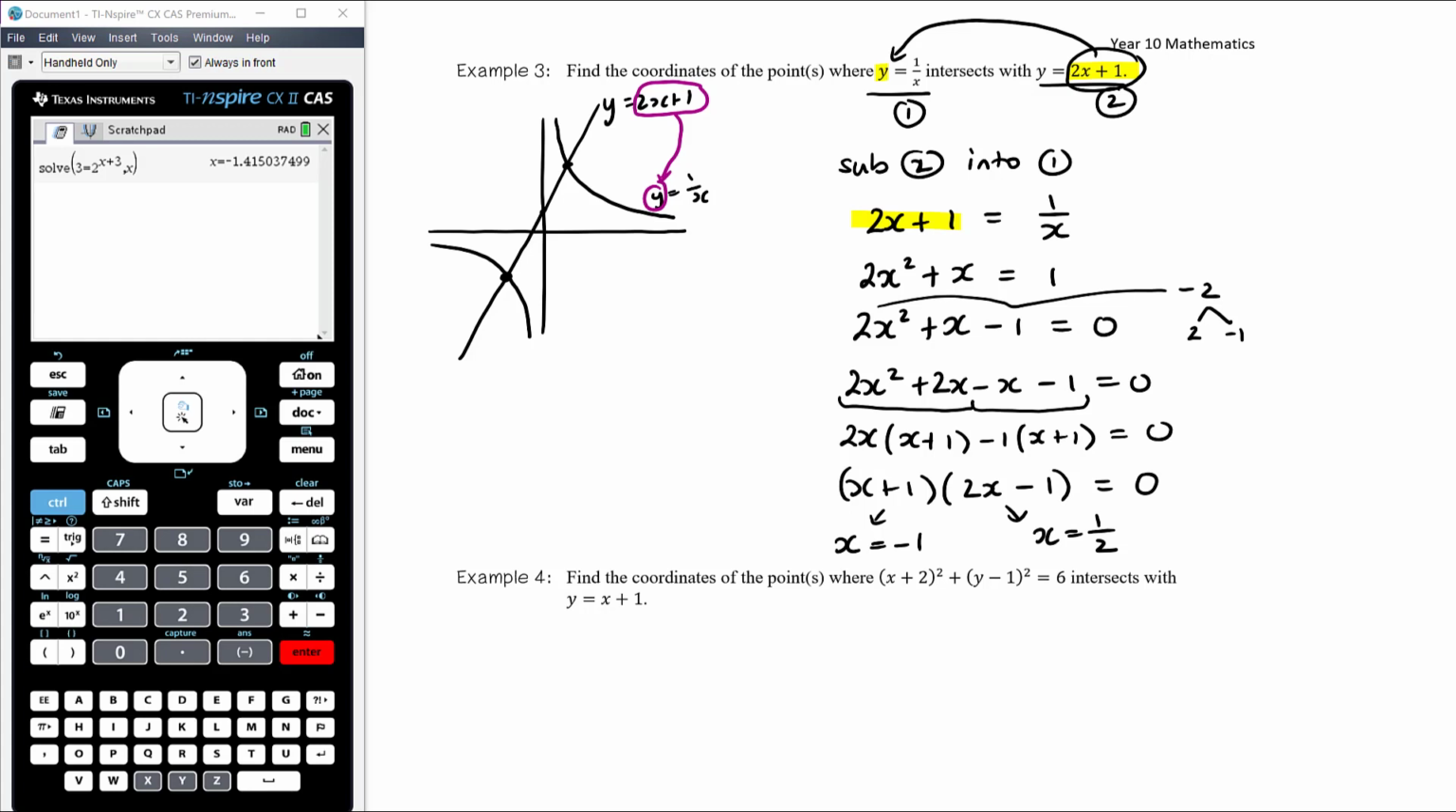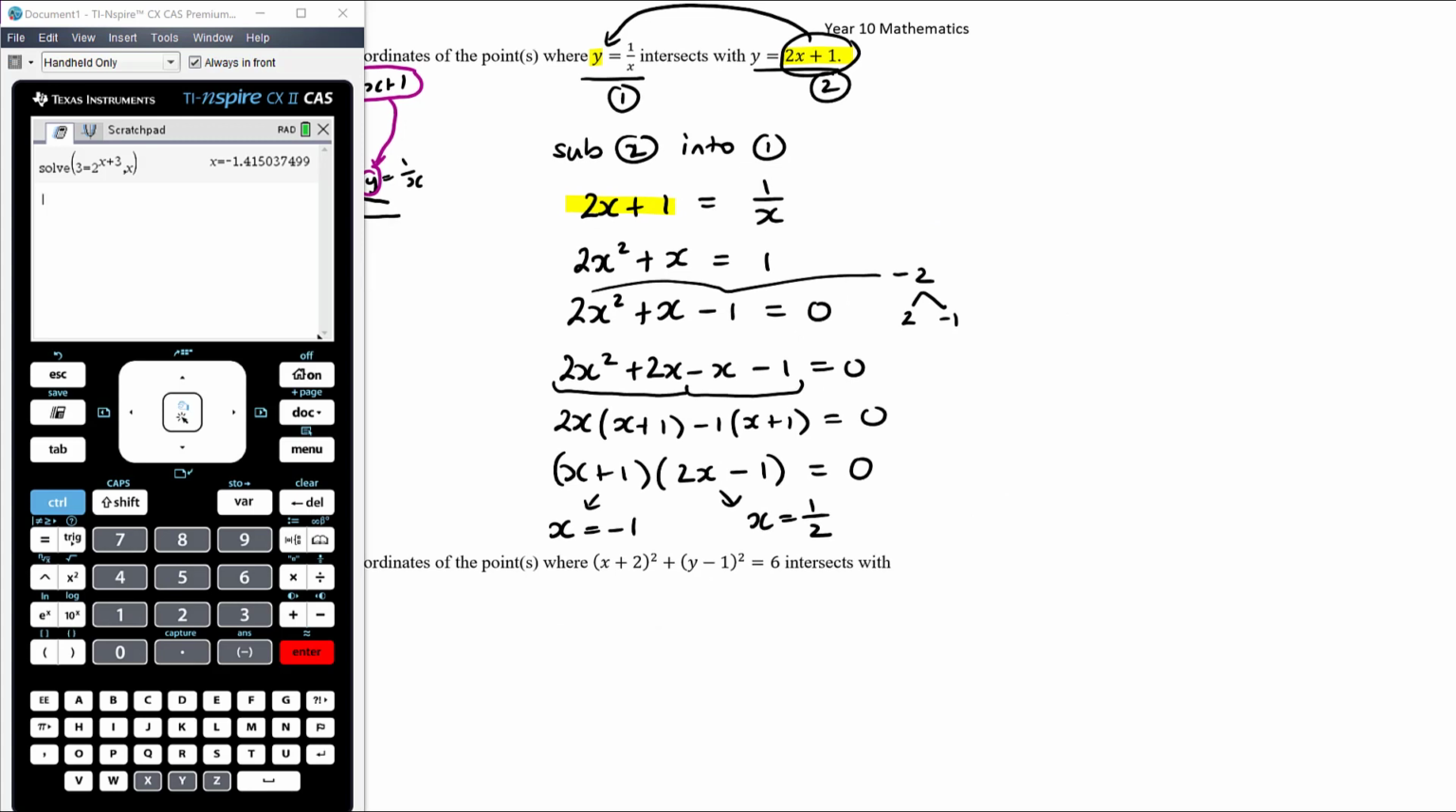Okay, so we've got the x coordinates at our 2 points. What we've now found is the x coordinate of this point is negative 1, and the x coordinate of this point is positive 1/2. And so now we need to find the y coordinates. You can substitute back into either of your original equations, whichever one you prefer. I might sub them into the linear equation, it's generally easier. We're going to sub into equation 2.